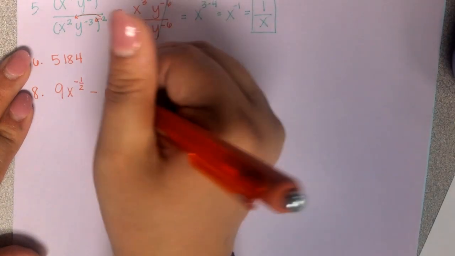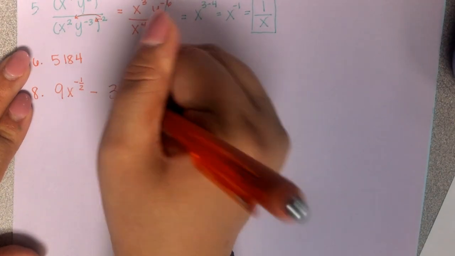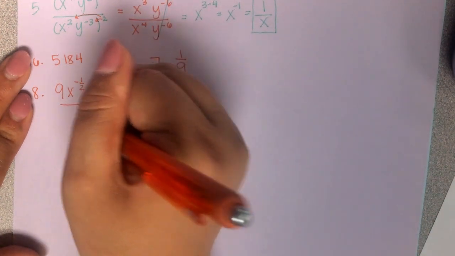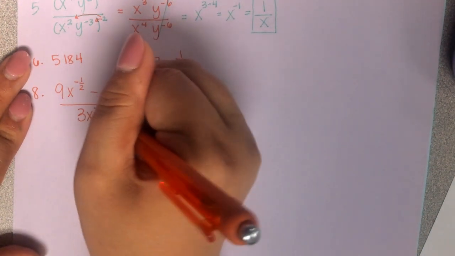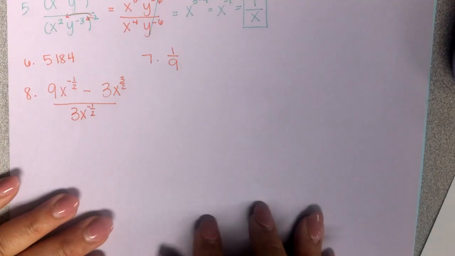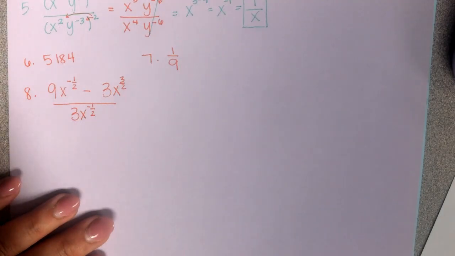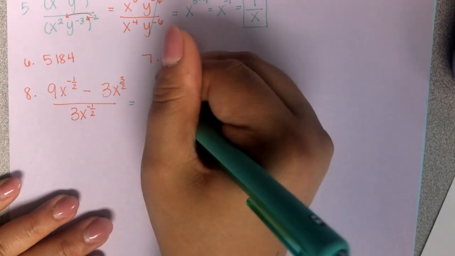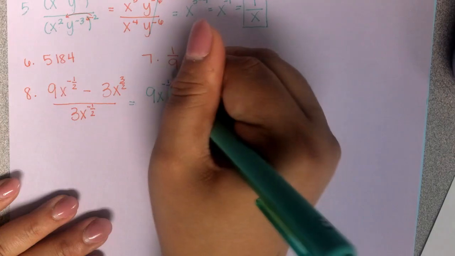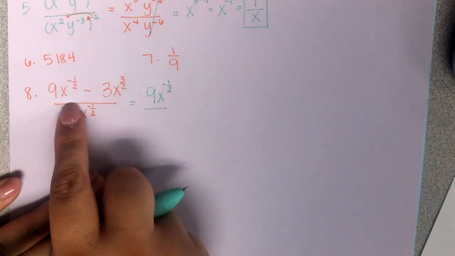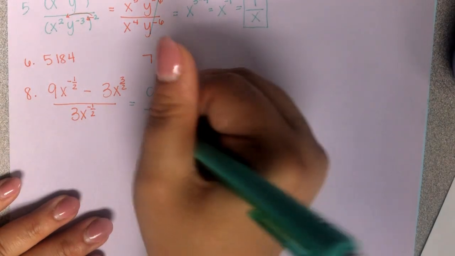Is it minus 3x to the 3/2 over what? Negative 1/2? Yeah. Okay. I have a minus in between them. What am I going to do? Separate them. Split them up. Do not, again, y'all tried to switch these on the quiz. Don't do that. Separate right away.